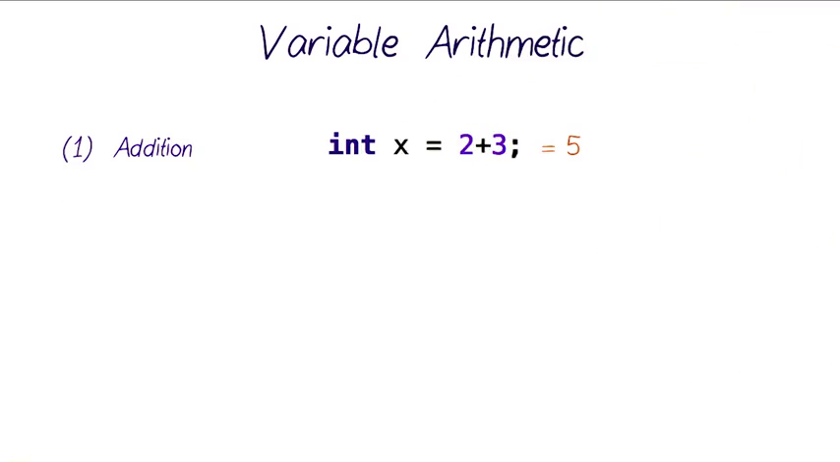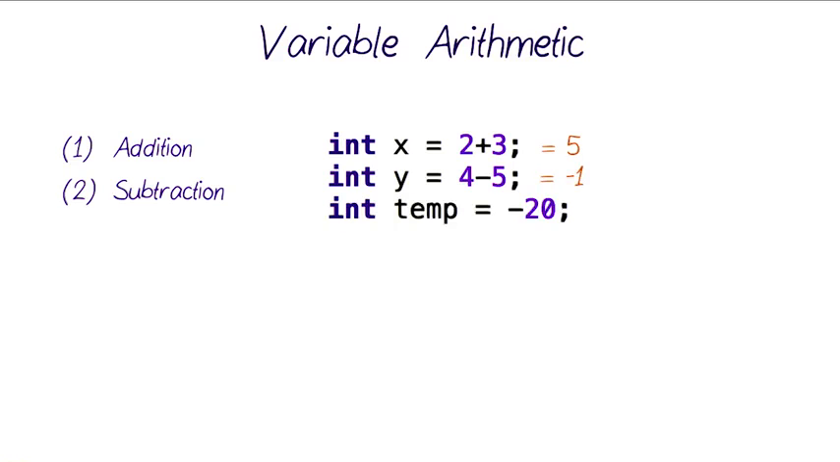For subtraction, we'd use the minus sign, like for example, integer y equals 4 minus 5. Integers can also store negative numbers, so this would actually store the -1 value inside y. You can even write negative numbers directly, like integer temp equals -20. This would store the value -20 into the variable temp.